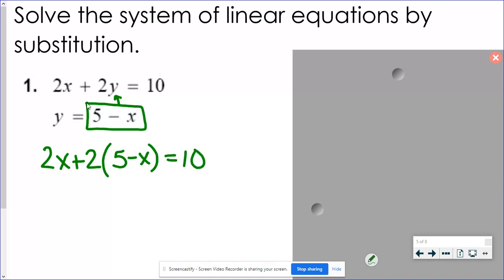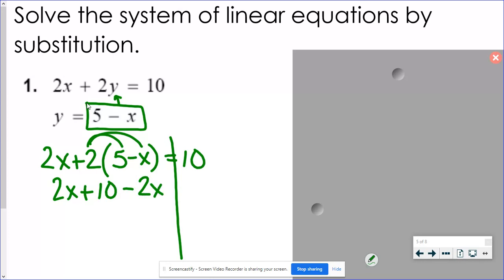And again, we're good at solving equations. We know how to solve equations. Let's distribute. So I'll have 2x plus 10 minus 2x equals 10. Well, right now, you should be looking at this and worrying a little bit. This is a little bit wonky, right?